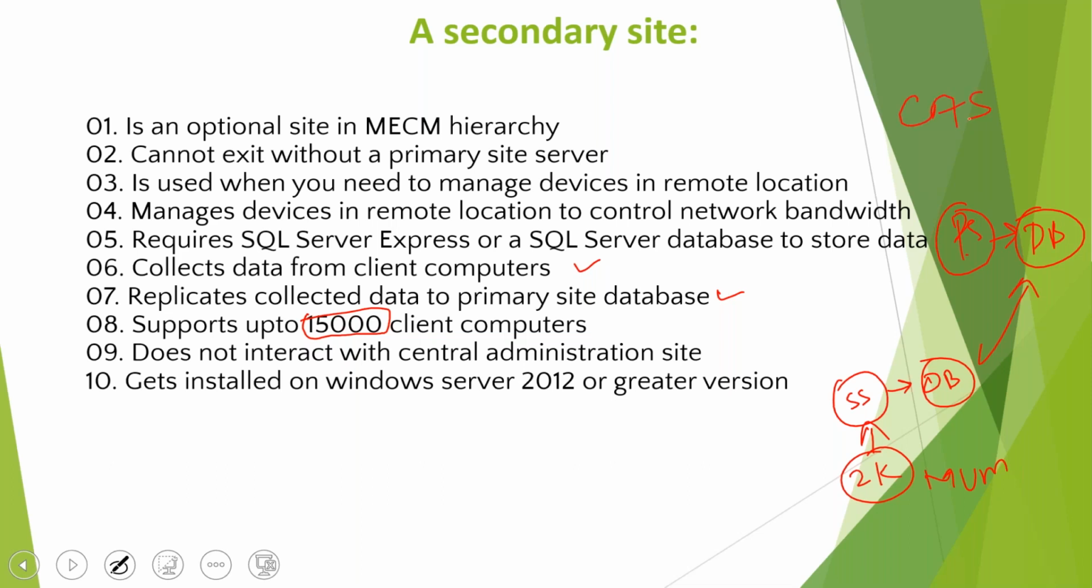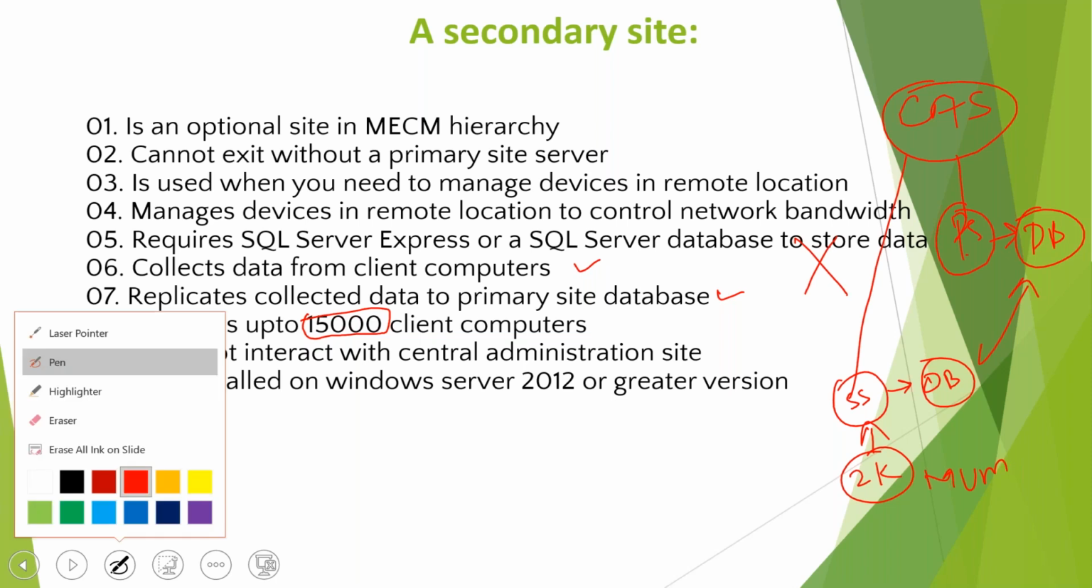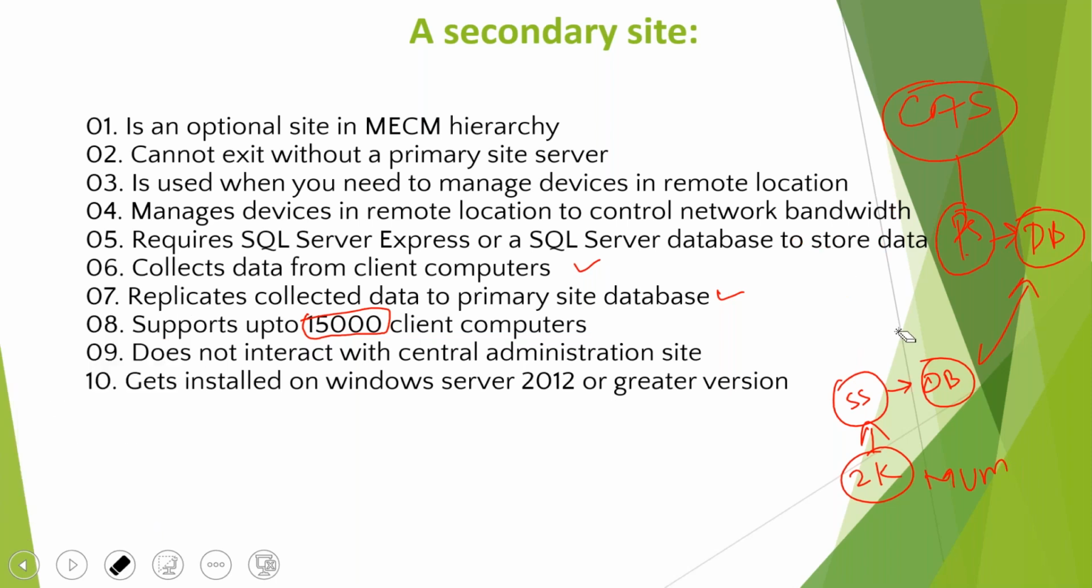Suppose CAS is right here. So CAS will always be talking to primary. CAS will have no connection with the devices, no connection with the secondary. The secondary will not be talking to CAS. And it can be installed on Windows Server 2012 or greater. Understood? So we have 3 sites in SCCM.